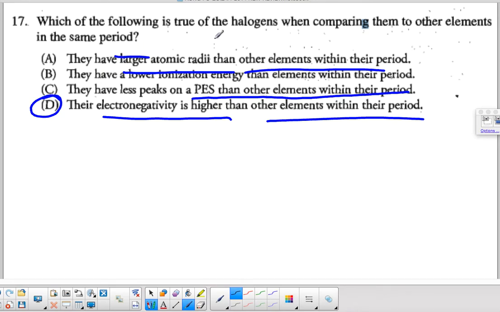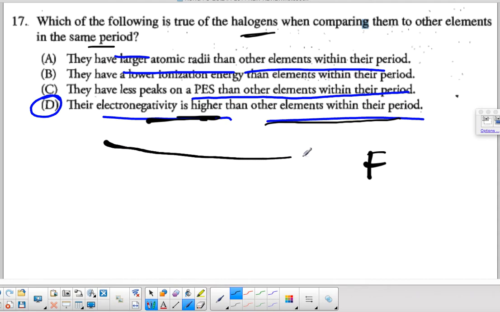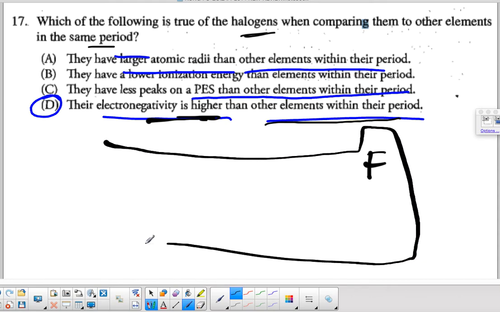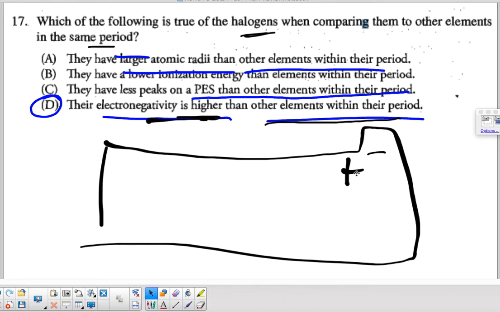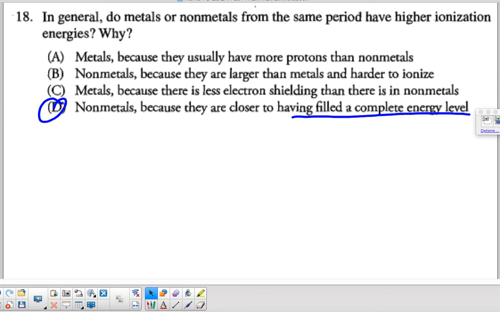17. Which of the following is true of the halogens when comparing them to other elements in the same period? Their electronegativity is higher than other elements within their period. So remember, the most electronegative element in the periodic table, this is a horrible drawing, is actually fluorine, supposed to be over here. I'll move fluorine over there. Fluorine is the most electronegative, and then francium would be the least electronegative. So just remember the general trends of the periodic table.